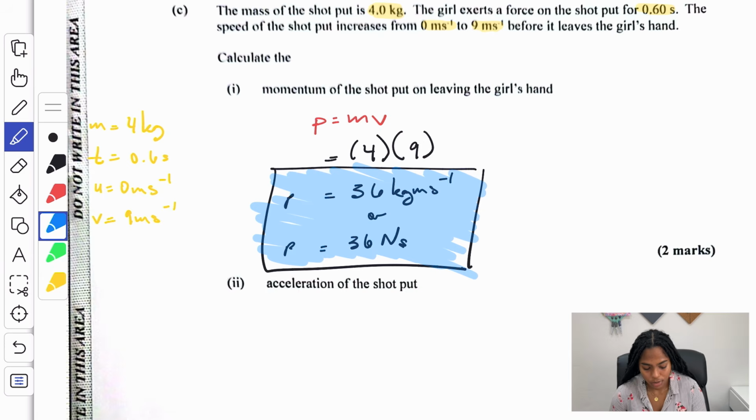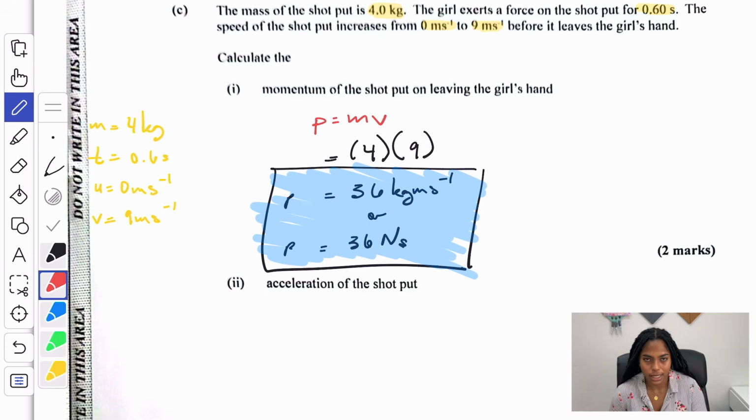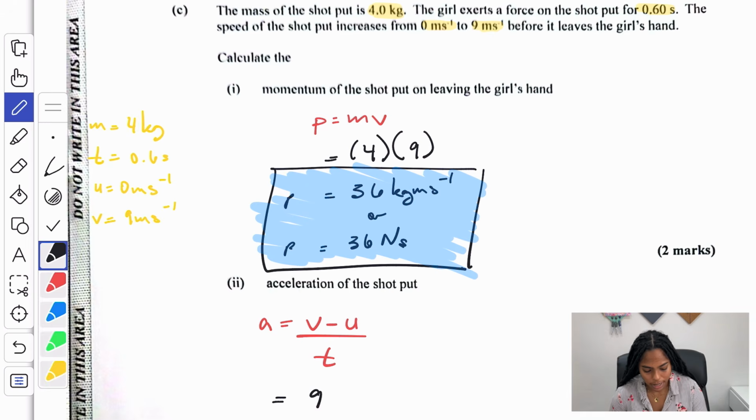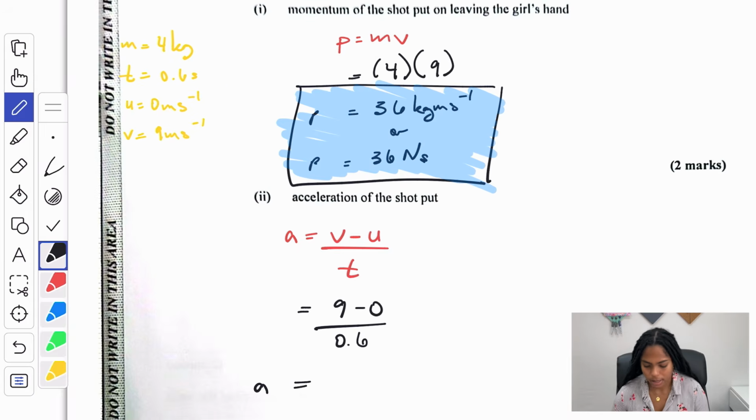What is the acceleration of the shot put? So what are the things that we need to find acceleration? Acceleration is change in velocity over time. So final minus initial velocity over time. Now final velocity is 9, initial is 0, time is 0.6. If I put that in my calculator, 9 divided by 0.6 gives me 15, and our unit for acceleration is meters per second squared.